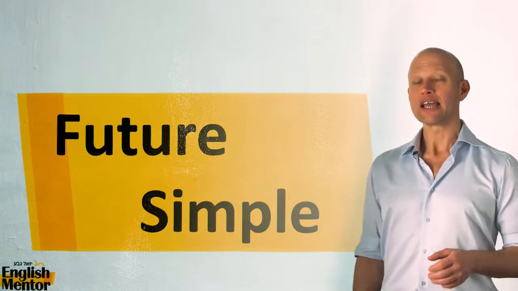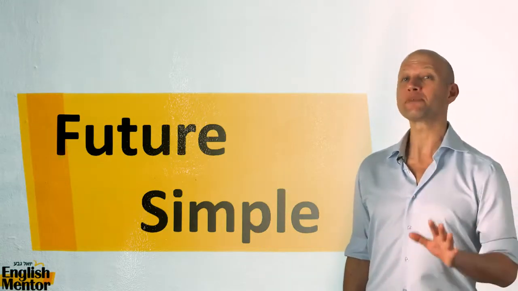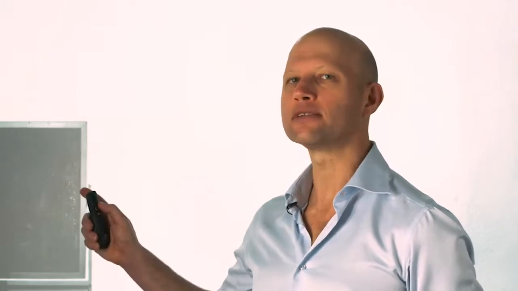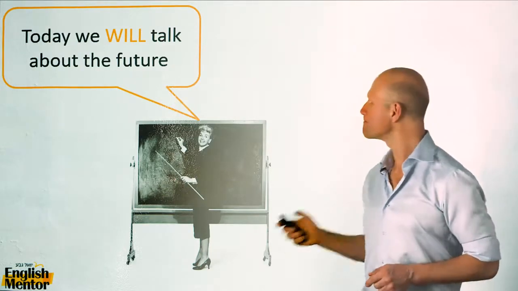Future simple. It's probably one of the simplest tenses in the English language. And today we will talk about the future. Notice that we use will. When we talk about the future, we use the helping verb will. Let's see how we do that.